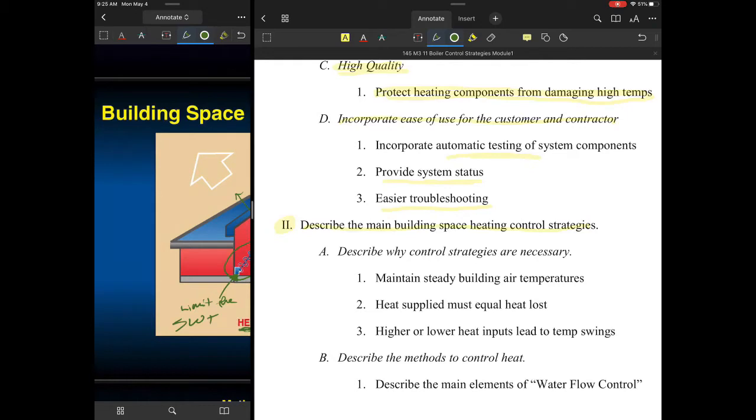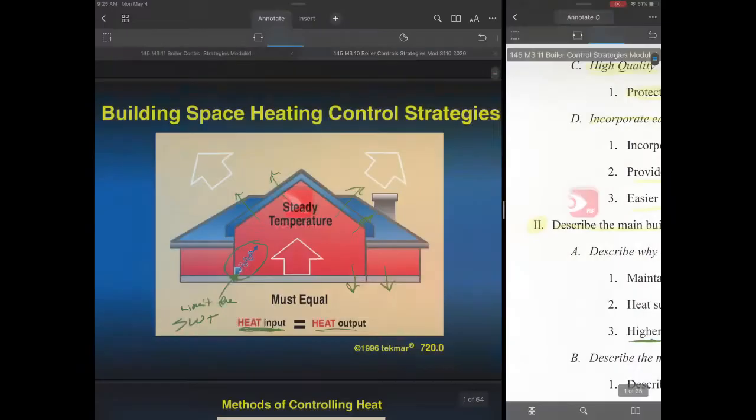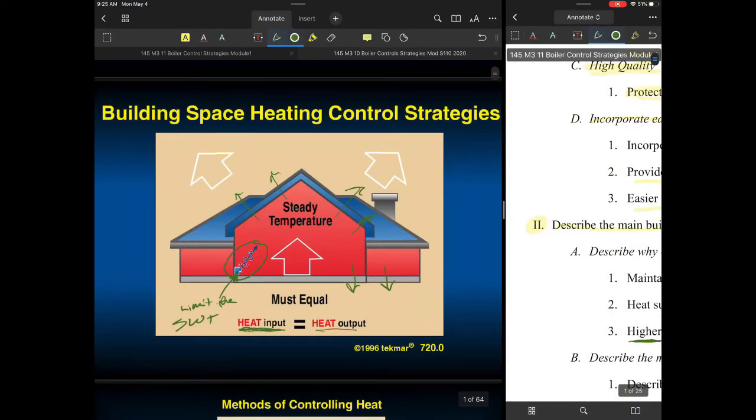From this standpoint, okay, we talked about how higher or lower heat inputs lead to temperature swings. Well, let me explain a little bit what we mean by that. Ultimately, in most cases, if I have a higher heat input, meaning that I'm going to have a higher water temp in most cases going to any type of heat emitter, certainly, the higher that water temperature is, the more the swings will be.